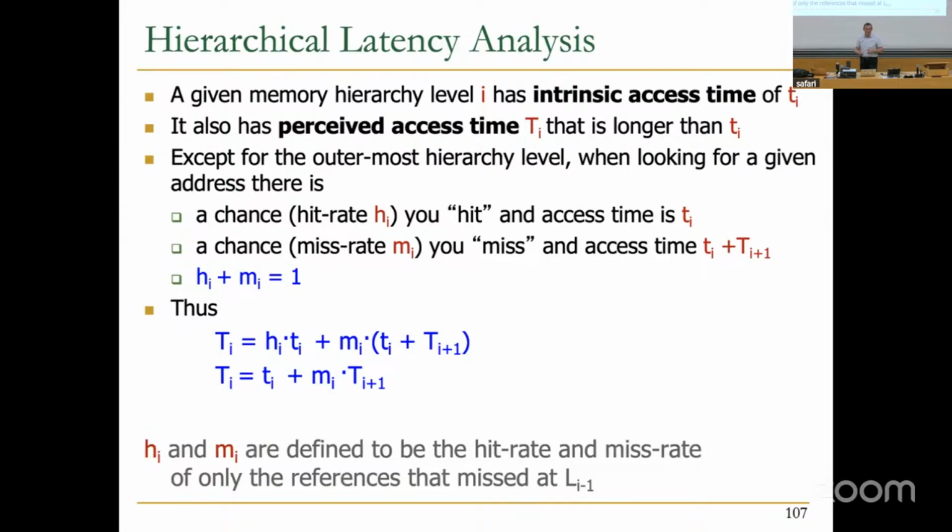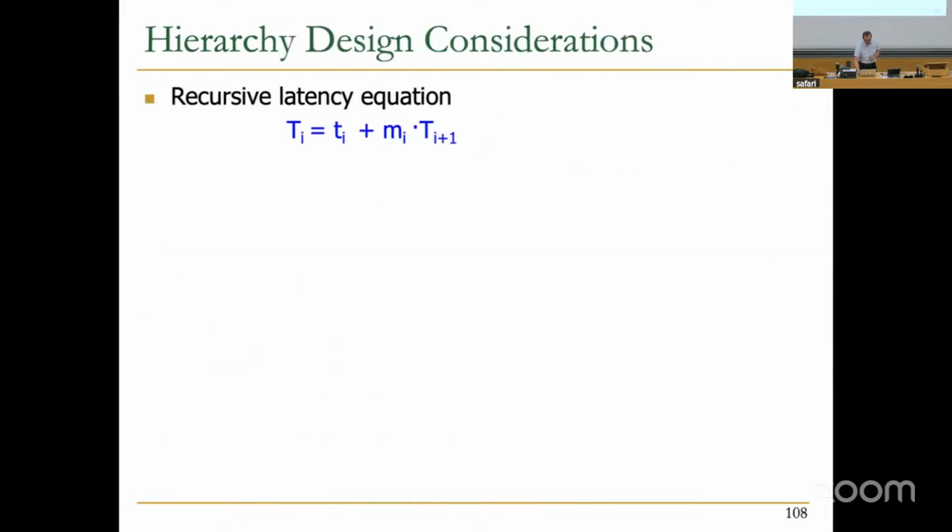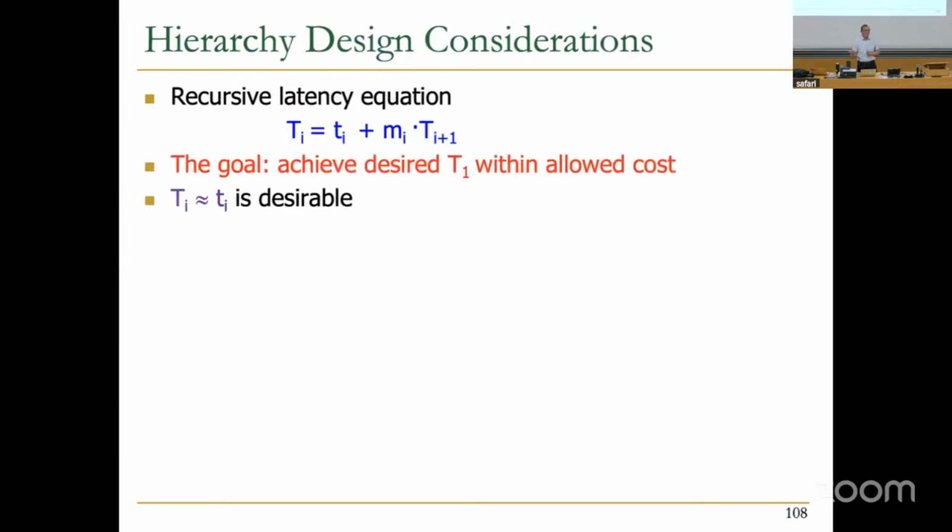So Hi and Mi are defined to be the hit rate and miss rate of only the references that miss at that level, basically, i-1. Okay. So this is the recursive latency equation that I showed you earlier. So what do you want to do here, right? Basically, the goal is to achieve desired perceived access time within allowed cost, T1, basically. T1 is the perceived access time from the perspective of the processor. It's the level 1 cache. Ideally, you want this to be 1 cycle, right? But maybe it's not possible.